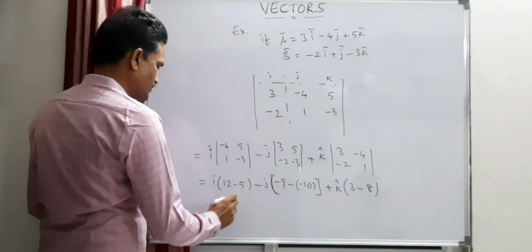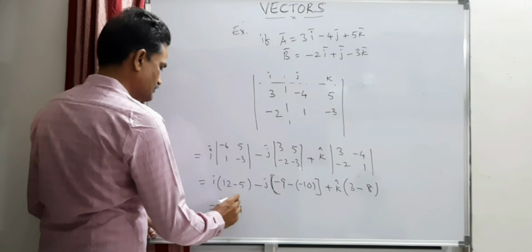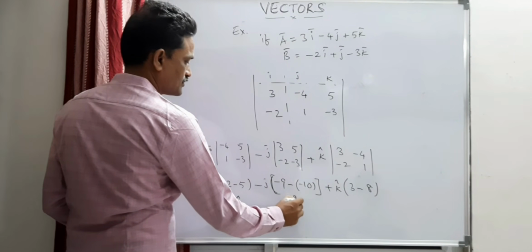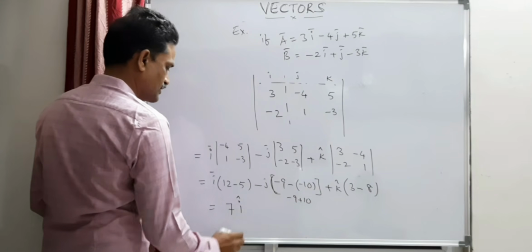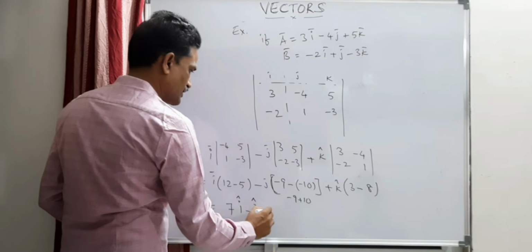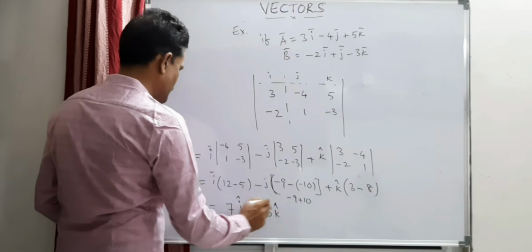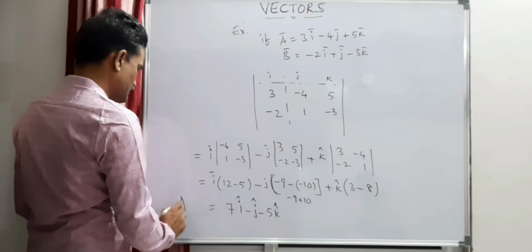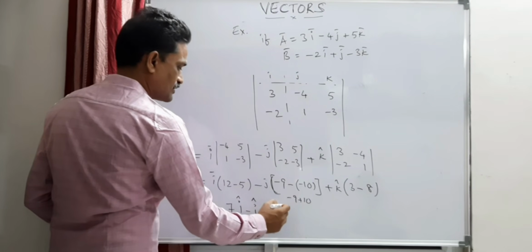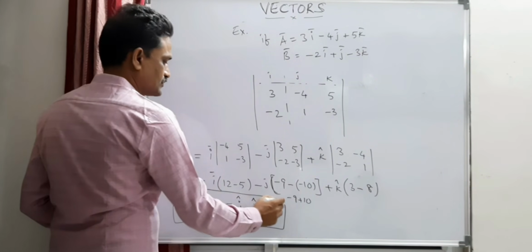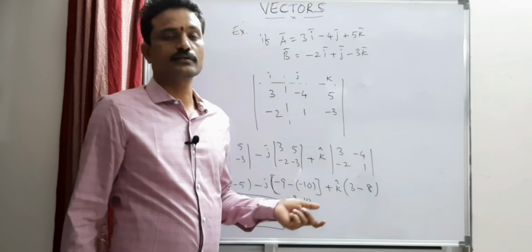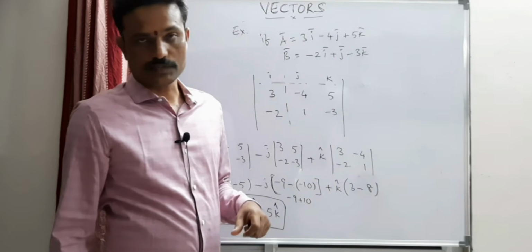So this is 12 minus 5 is 7i. This is minus 9, minus into minus plus 10. So 10 minus 9, 1, you will get minus j. Here 3 minus 8 is minus 5, so minus 5k. This is the answer, simple answer. So A cross B is equal to 7i minus j minus 5k. It is a vector. So with this example, I think you understood how to calculate the dot product and cross product. Thank you.